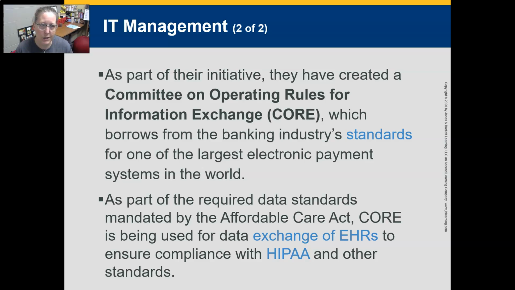So as part of their initiative, they have created a committee on operating rules for information exchange called CORE, which borrows from the banking industry standards for one of the largest electronic payment systems in the world. The cool thing is the banking industry figured it out first. If you want to, you can send money to a family member in Europe, in Africa, in Asia, or wherever, and you just have to have a bank SWIFT code, which is an international banking code, their routing number, the checking number, and you can send money across the world and it gets there.